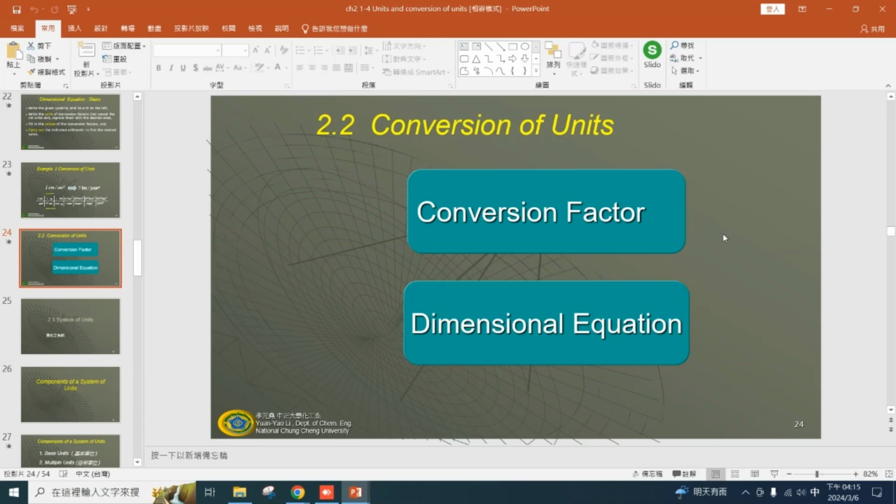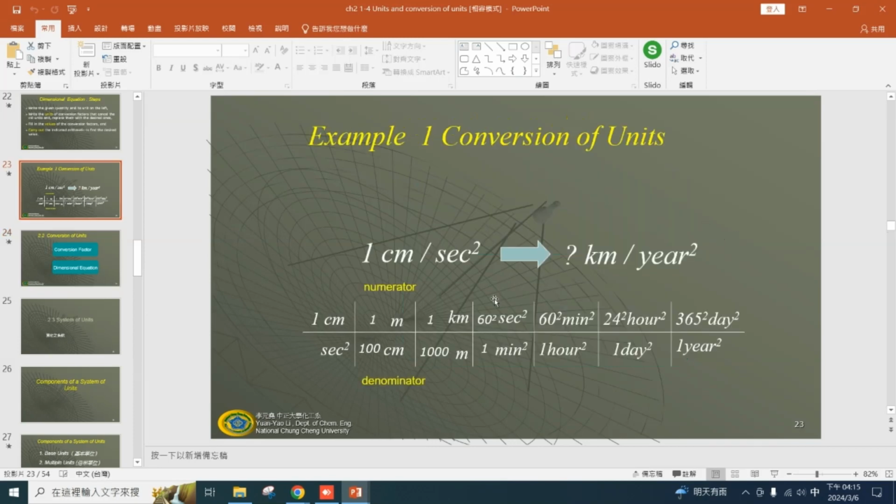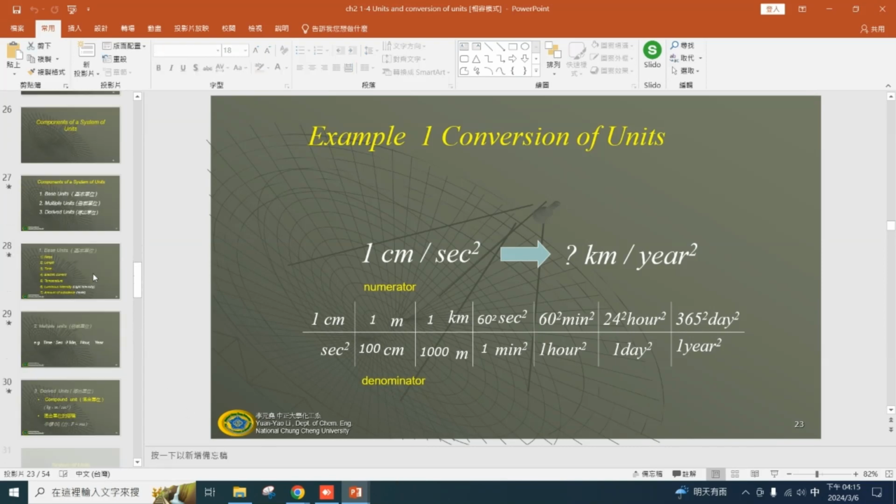I'm sure I have explained it to you. This is what we know about it. This is what we call the dimensional equation, right? So I don't want to waste your time here, just let you know this.